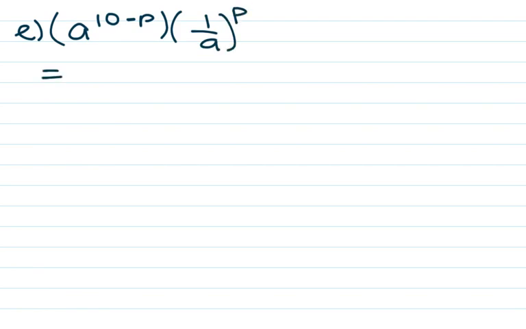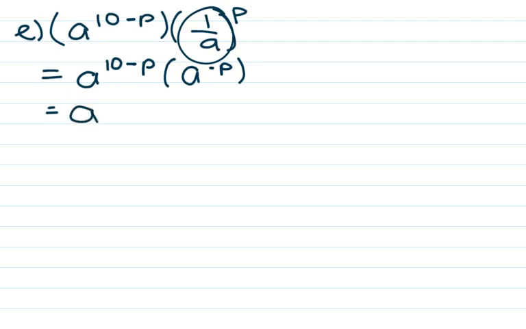Right, 8e. A to the power of 10 minus p times 1 over a all to the power of p. So I'm going to get rid of this fraction here. A to the power of 10 minus p times a to the power of negative p. Now I can use the multiplication rule and I can add the exponents. So I have a to the power of 10 minus p plus negative p equals a to the power of 10, negative p plus negative p is negative 2p.